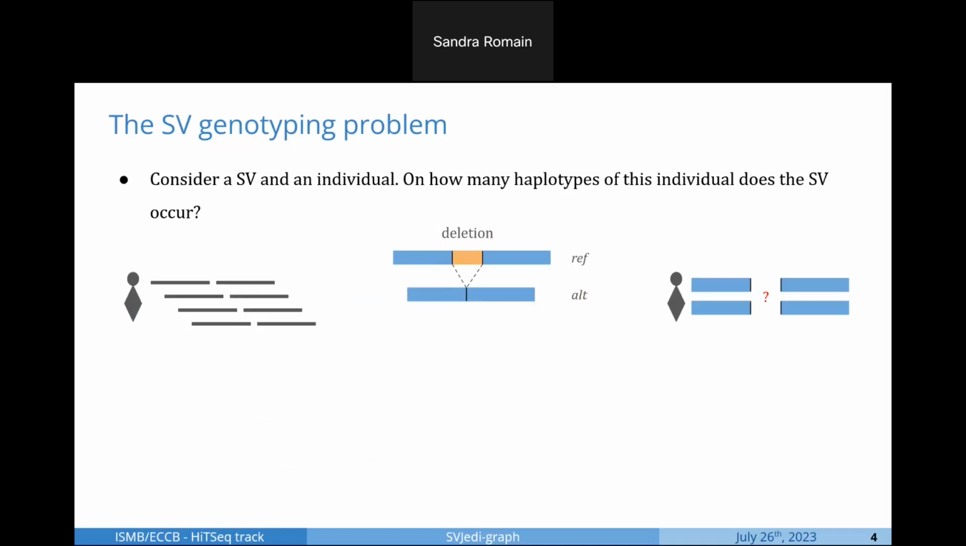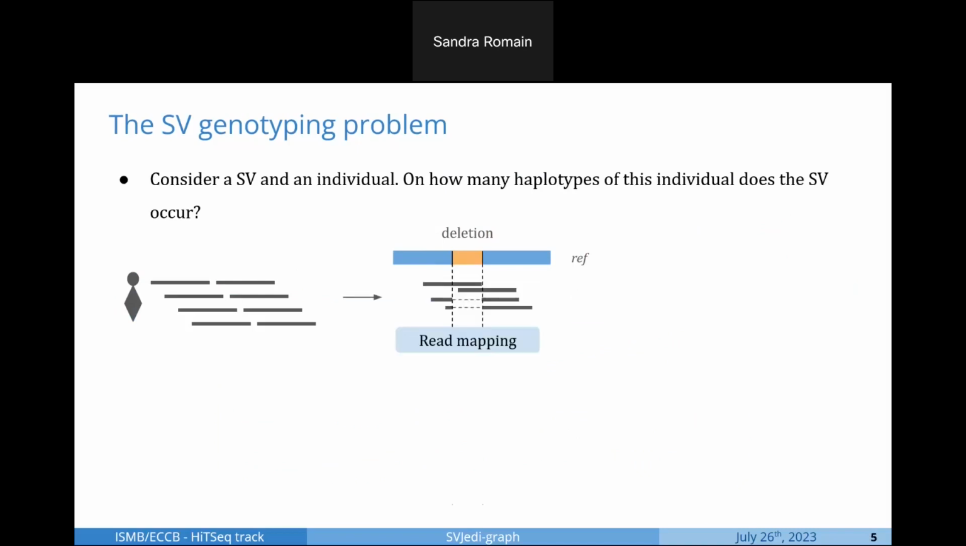The most common way to do this is to map the reads on the reference genome and to see how they align on the region of the deletion. There are specific patterns expected for each allele. Here, both patterns are present, meaning that the individual carries both alleles. It is heterozygous for the deletion.